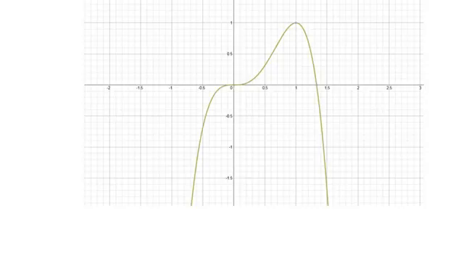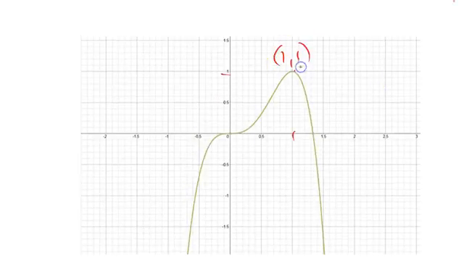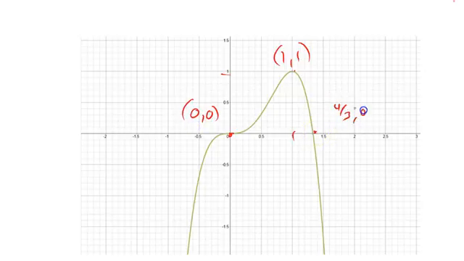But we know that at (1, 1), which is this point right here, we've got a relative maximum point. We have an intercept at (0, 0), so we're set. We have an intercept at (4/3, 0), so we label that. Somewhere between 2/3 and 16/27, which is about here somewhere, we've got an inflection point. So that's going to be (2/3, 16/27).